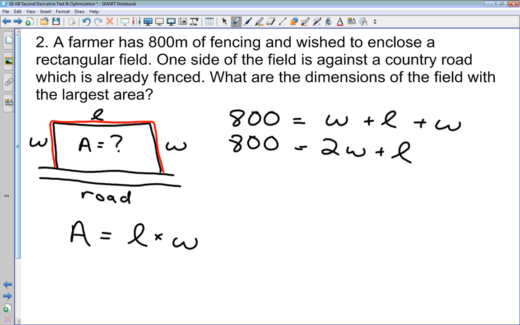Now, we can take this expression that we have here, 800 equals 2w plus L, and we can rearrange it for one of our variables. Okay? And then once we have it rearranged for one of our variables, we can sub it down here into our area expression, and then we'll have a function of a single variable. Make sense? Okay. So should we rearrange it for length, or should we rearrange it for width? What do you think?